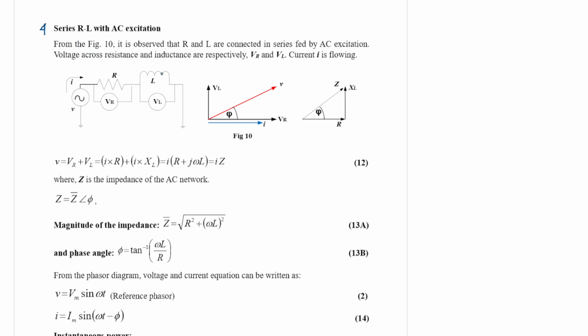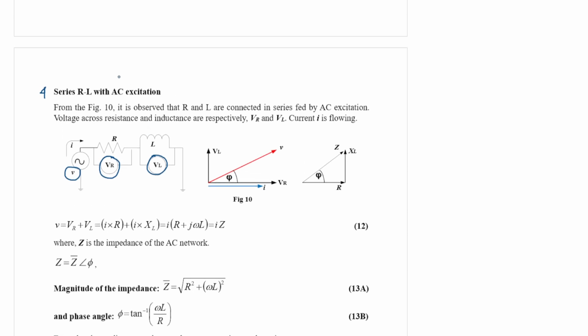If you consider this figure 10, we have a series RL circuit. Across this R we measure the voltage drop across resistance, which is VR, and across this inductance we measure the voltage drop, which is called VL, and the supply voltage is V. So we write V must be equal to VR plus VL.